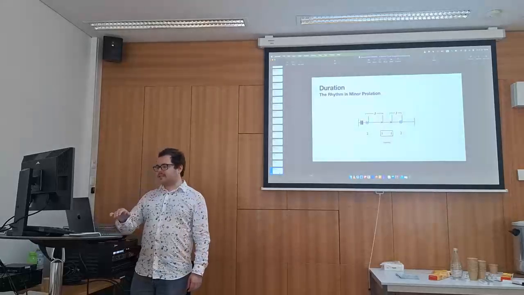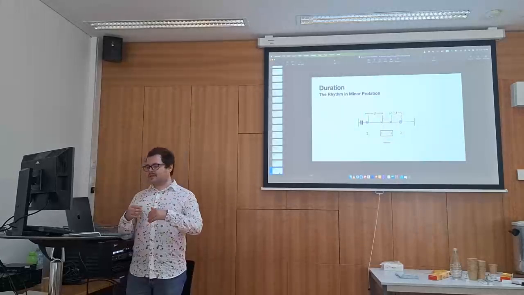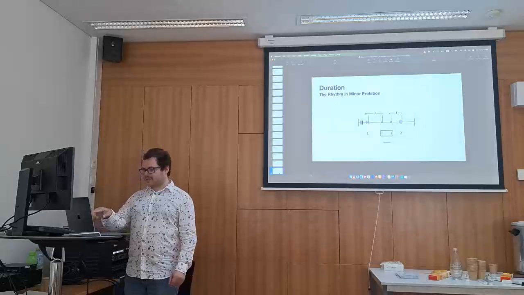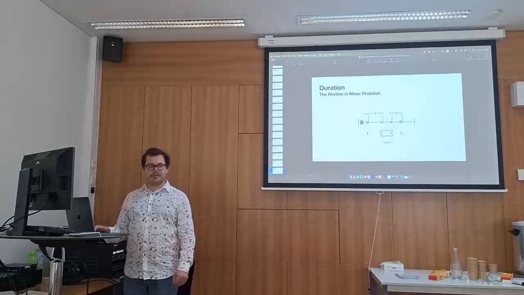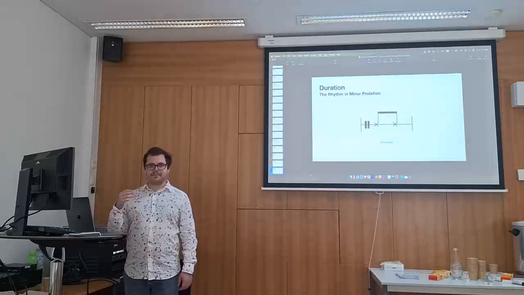As you can see, it's not 2 plus 1, 1 plus 2. Now it's 2, 1 plus 1, 2. And this 1 plus 1 in the middle of the hemiola gives rise to the binary rhythm.